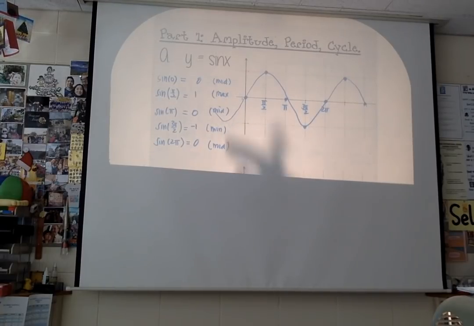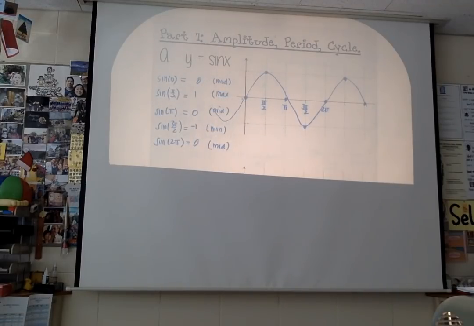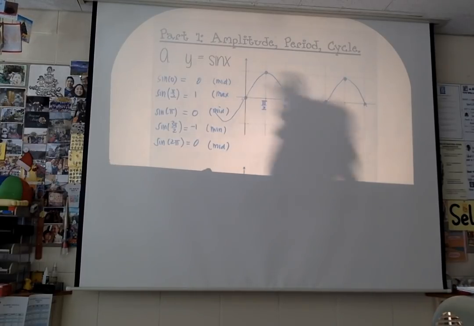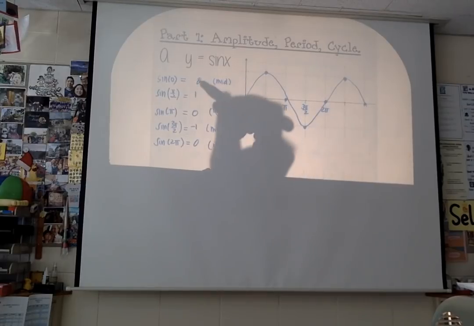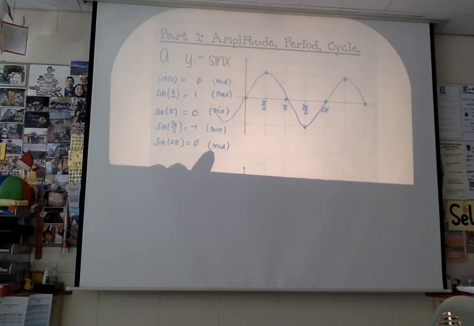So your sine graphs are always going to have this pattern: mid, max, mid, min, mid, okay? Also, a couple of things I want to state before we do this. I'm not going to explicitly say this anymore, but these are called 5 critical points. You see this mid, max, mid, min, mid. These are our 5 critical points, okay?